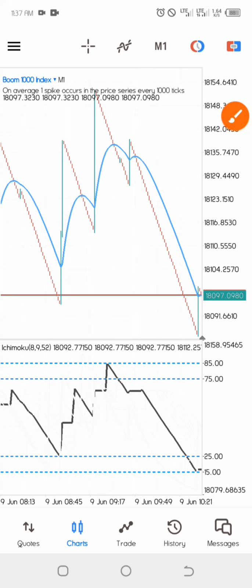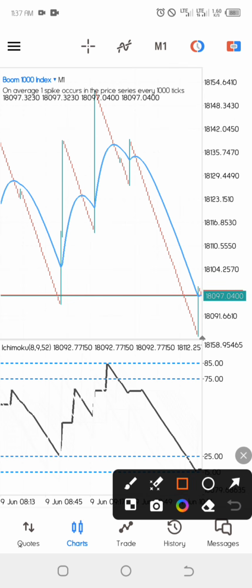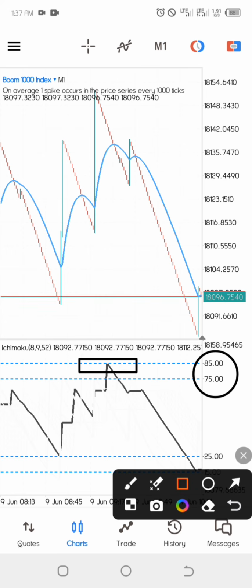This is another example here on Boom 1000. Remember, we are trading at the 85 and the 75 levels. Now you can see it does touch. We want to see the Ichimoku touch; it doesn't matter if it's a slight touch or it touches very well. You just need to make sure you see it touch the 85 levels. After touching the 85 levels, the next thing you want to see is the Ichimoku break outside the 75 levels. You confirm it right at this area, where it breaks outside the 75 levels.